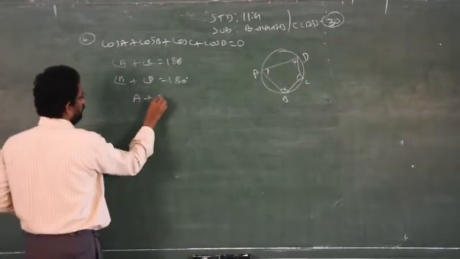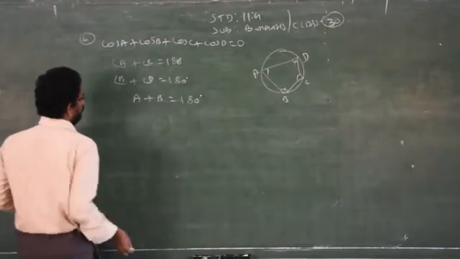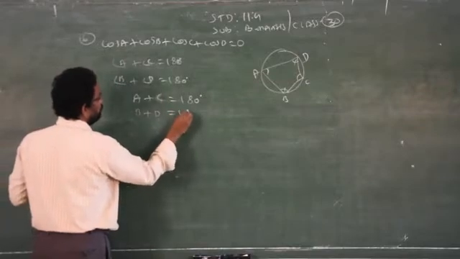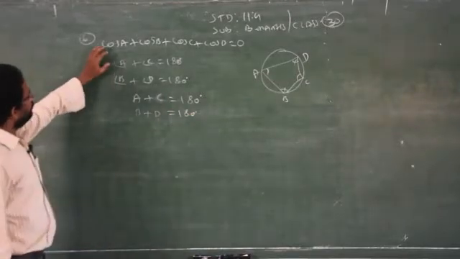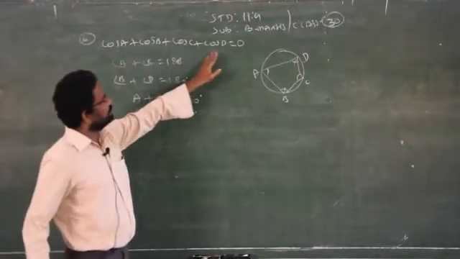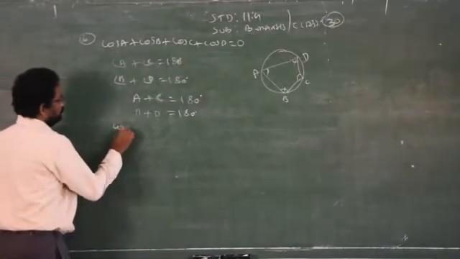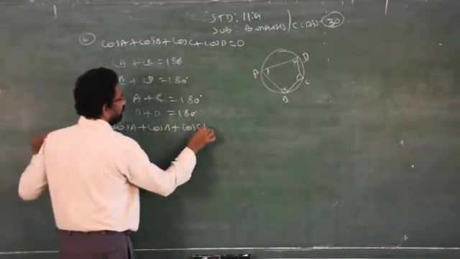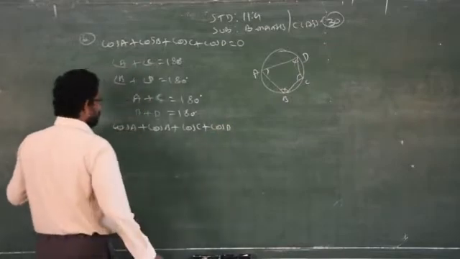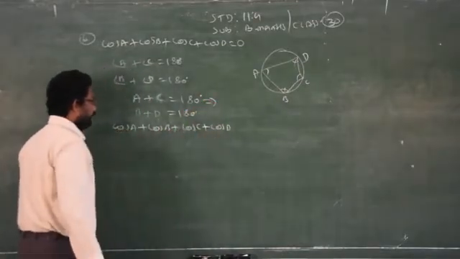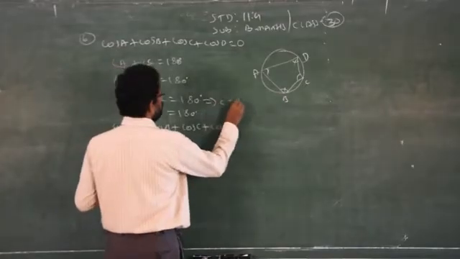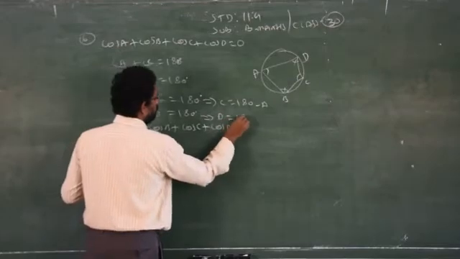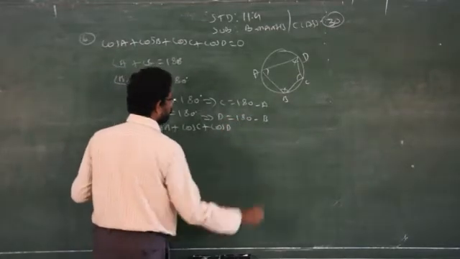So you can rewrite it as A plus C is equal to 180 and B plus D is equal to 180. Now you have to prove that cos A plus cos B plus cos C plus cos D is equal to 0. So you have to rewrite the question as it is. From here I can easily find out C is equal to 180 minus A. From here D is equal to 180 minus B.